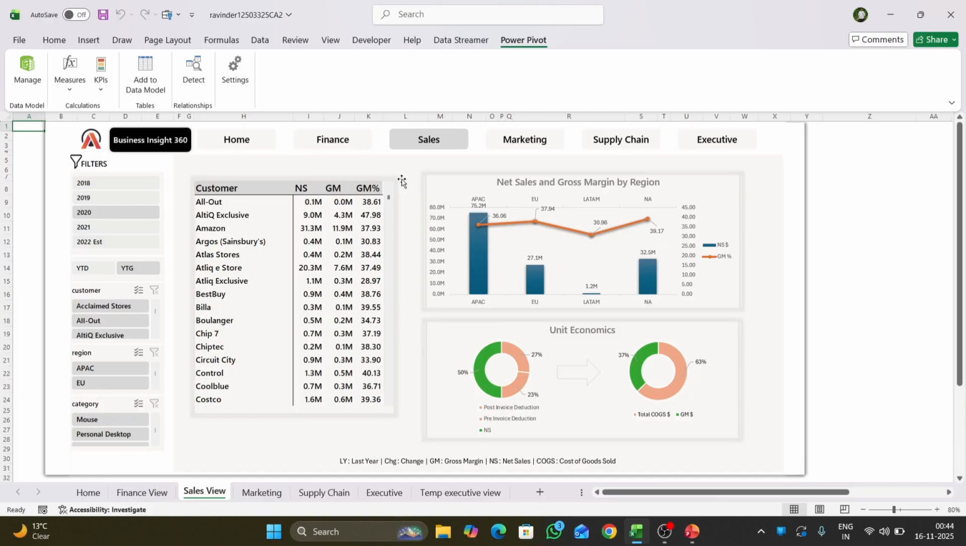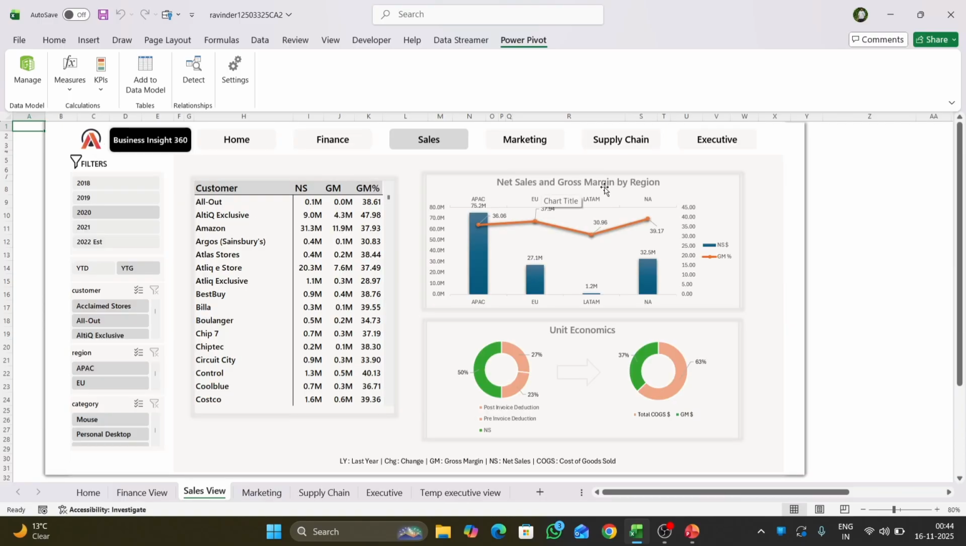So the sales dashboard helps us to understand the customer and product profitability. First we have the customer wise sales table. This table lists all the customers along with their net sales, gross margin and gross margin percentage. Top customers include Amazon, AtliQ Exclusive and AtliQ eStore.